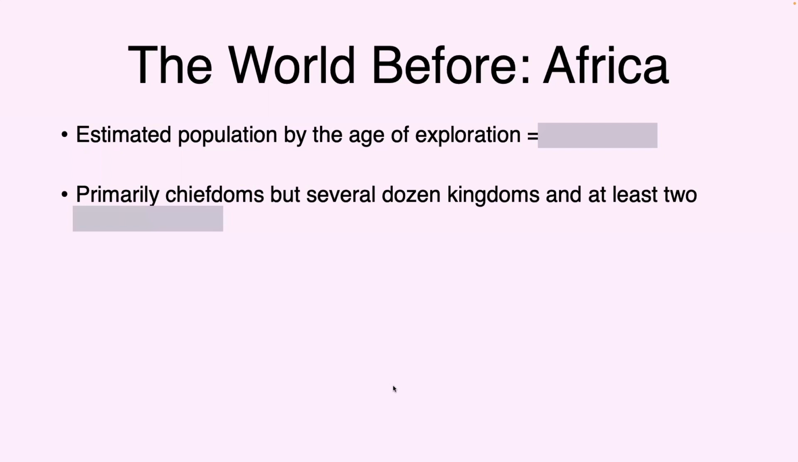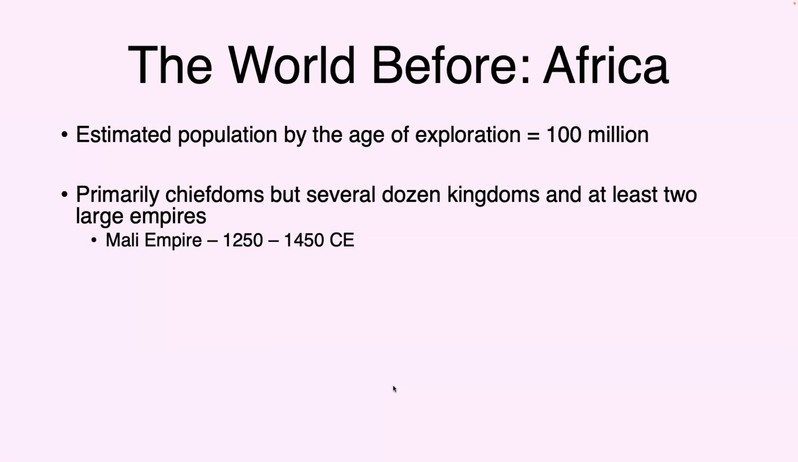So let's move on to the third region that we're talking about before exploration, and that is going to be Africa. Now, the estimated population by the age of exploration in Africa was about 100 million. There were quite a lot of individuals living in Africa. Primarily, these were divided into chiefdoms, right? Smaller political groups run by a chief, but there were several dozen kingdoms and at least two large empires. This includes the Mali Empire that ran from 1250 to 1450 CE.